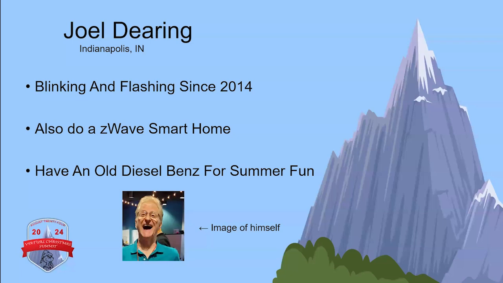My name is Joel Deering. I live in Indianapolis. I've been blinking and flashing since 2014. Only been arrested twice for flashing. Also, I do a Z-Wave smart home in my spare time, which my wife hates, but it's fun for me. It gives me a personal sunrise when I get up in the morning and go staggering into a dark bathroom, and I don't want to hit those bright lights. Or on the other end of the spectrum, when I go to bed at night, I have my own personal sunset, where the lights slowly dim and lull me off to sleep. I also have an old diesel Benz that I've had since 1996, and that gives me some summer fun and a way to burn through my disposable income.